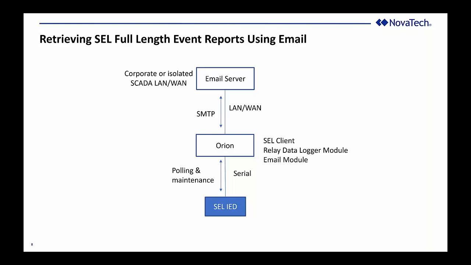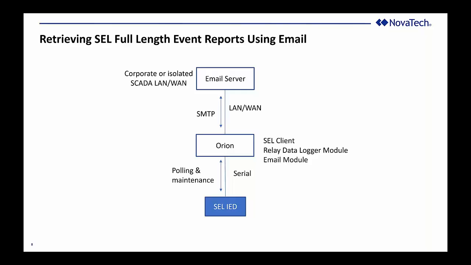In this application, I did want to make sure that the Orion does need to be connected to an email server, whether it's a corporate or isolated SCADA network, but that email server needs to be there. In this case, we are going to be using SMTP as our protocol to that email server.